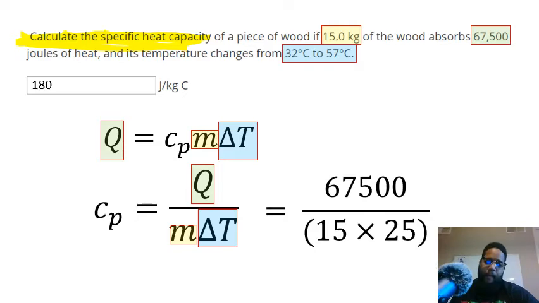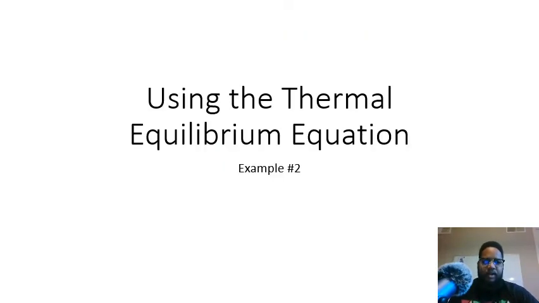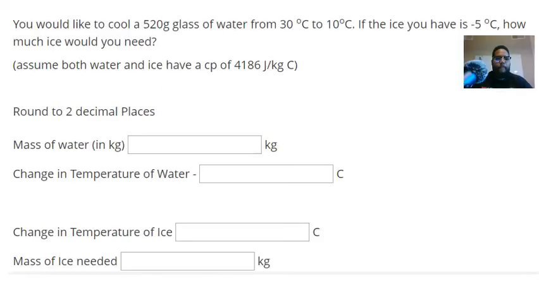All right. Now let's do one of the harder questions, which is using the thermal equilibrium equation. This is our second example for today. Now this question reads, you would like to cool a 520 gram glass of water. What is that 520 grams? That is mass. Is it in the units I want it to be in? No, but grams is still mass.